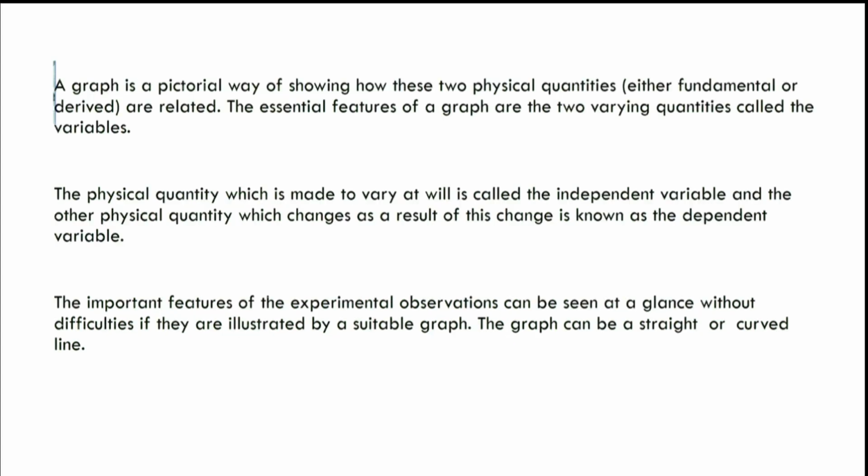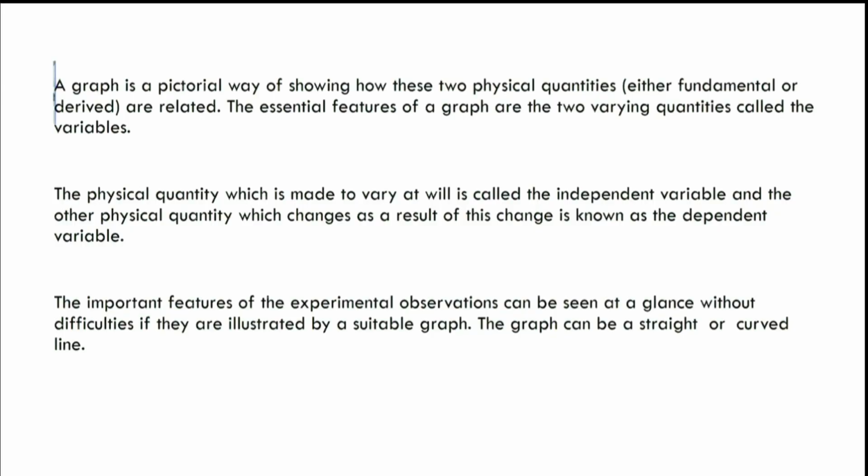Now, what is a graph? A graph is a pictorial way of showing how these two physical quantities, either fundamental or derived quantities, are related. The essential features of a graph are the two varying quantities called the variables. Now, the physical quantity which is made to vary at will is called the independent variable, and the other physical quantity which changes as a result of this change is known as the dependent variable.